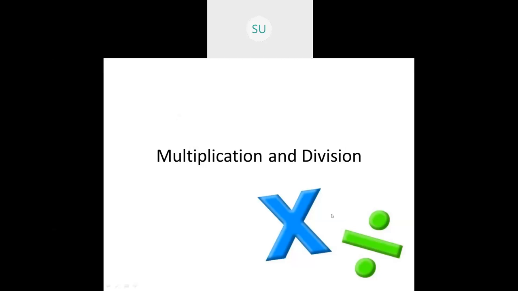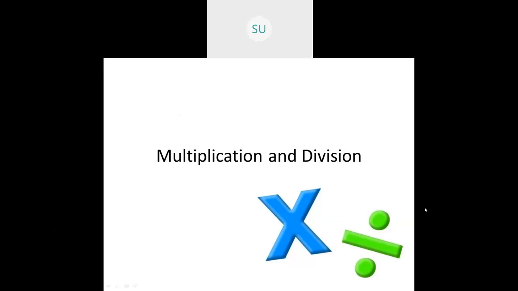So in the last class we finished with the chapter addition and subtraction, correct? So in today's class we'll be starting a new chapter that is called multiplication and division. So what is multiplication? Multiplication and division are two of the four basic operations that are used in mathematics. So the four basic operations are addition, subtraction, multiplication and division. Among the four, we already studied addition and subtraction. So today we'll be starting with multiplication and division.